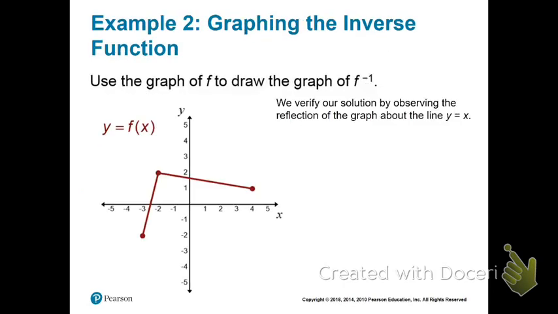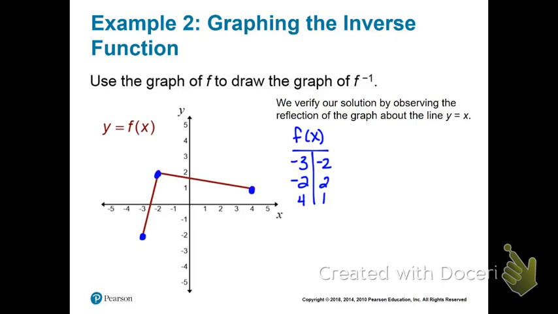All right, so in example 2 here, it tells us to use the graph of f to draw the graph of the inverse of f. So the first thing I'm going to do is make myself a table here for f of x. And so we can see some ordered pairs here. We have the first ordered pair, which is like -3, -2. Then we have another one here at -2, 2. And we have one right here, which is at like 4, 1.